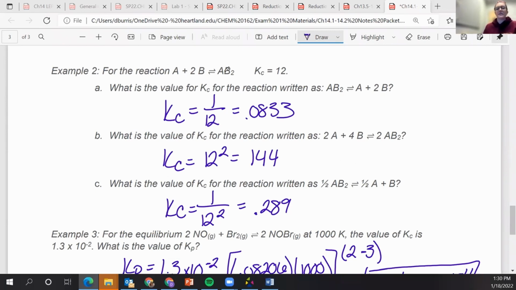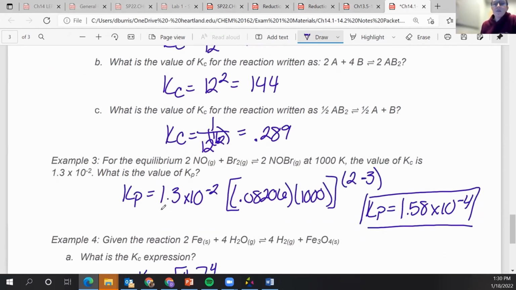So A should have been the inverse because it's the reverse reaction, 0.0833. B should have been squared because it was doubled the reaction, so 144. And C was halved. Oh, sorry, that should be to the 1/2 power. Okay, and inversed. So if I inversed it, so I reversed it, I did 1 over, and I took it to the 1/2 power, which is really just the square root, I get 0.289. So it doesn't matter what order you do those in, you should get the same answer either way.